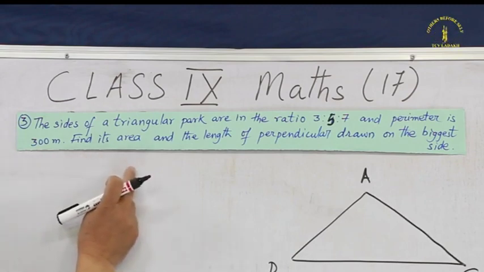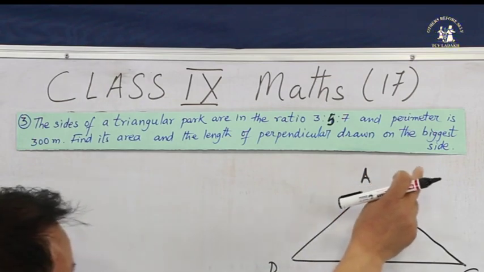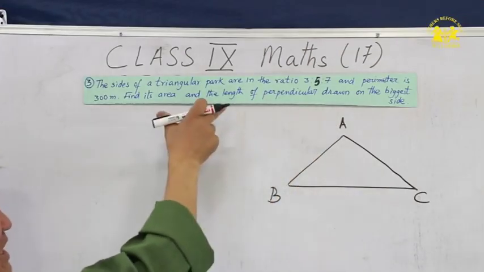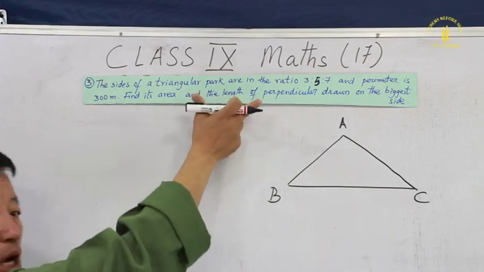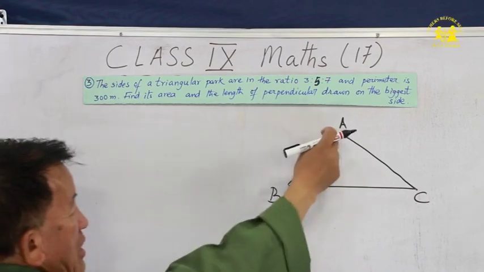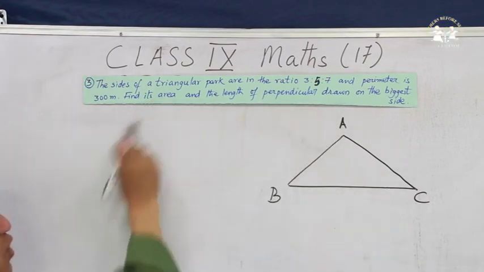Find its area and the length of the perpendicular drawn on the biggest side. Okay, so first let's draw the approximate diagram of the triangular park.